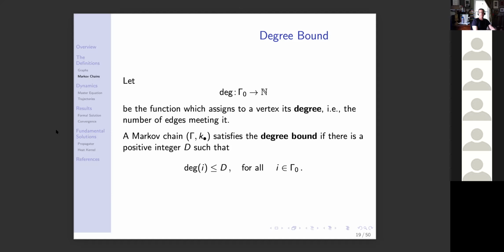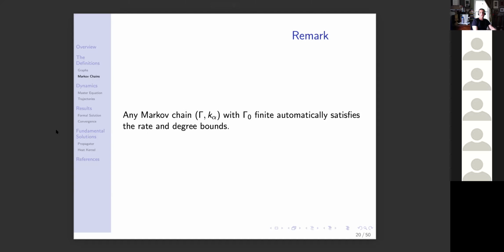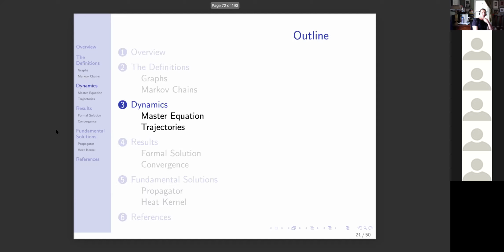Okay, so those are the only bounds I need to assume. As I said, if gamma naught is finite, it automatically satisfies the rate and degree bounds. Okay, so that's it. Now I'm ready to talk about Markovian dynamics.